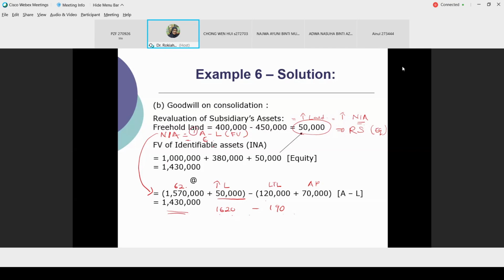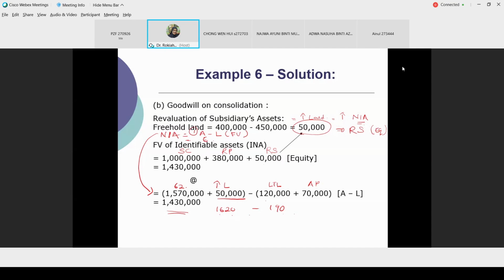Okay, the second method, you just refer to the elements of the equity. In the elements of the equity, you have share capital here, and then retained profit, or retained earnings. And then this one, a new one, which is the revaluation surplus, is a part of your equity also. So as you total up here, you're going to have the same amount, whether you use the equity items or asset minus liability, 1430. So the 1430 here is your net identifiable asset.